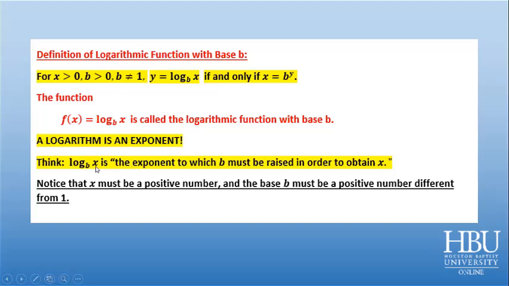Think about the logarithm of x to base b as being the exponent to which b must be raised in order to obtain x. The x here must be a positive number. You cannot take the logarithm of 0 and you cannot take the logarithm of a negative number. So x must be positive, and as we've already said, the base b must also be positive, but b cannot be 1. b must be a positive number different from 1.